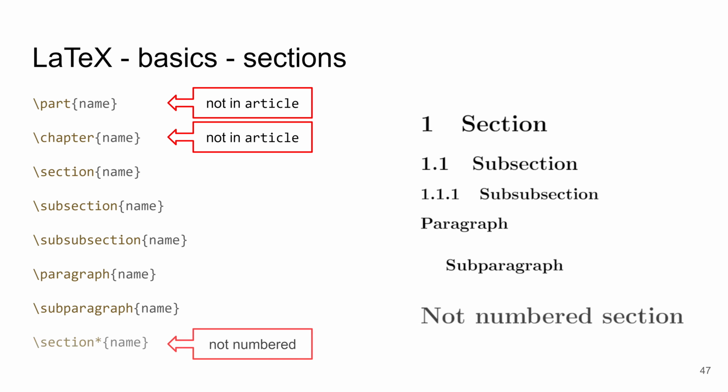Now, it may happen that you want to have a section and you do not want it numbered. Then for that, there are the asterisk versions of certain commands that would normally produce a numbered thing, and these versions produce not numbered things. If you section your text like this, then you can already automatically create, for instance, a table of contents.